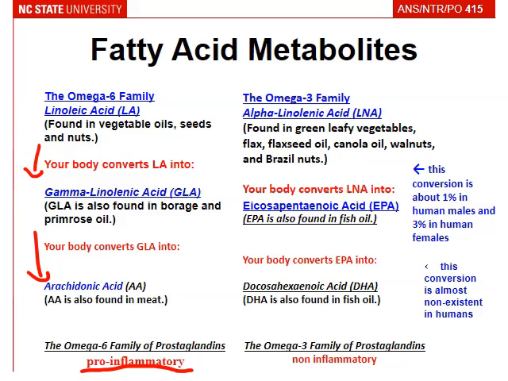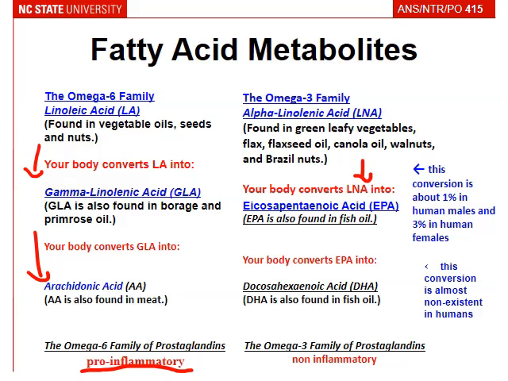And then you have omega-3 alpha-linolenic acid, which is found in your green leafy vegetables, flax, flaxseed, canola, and walnuts. It is converted to EPA. Now, this conversion rate is really low. It's only about 1% in males and 3% in females, and this ranges greatly depending on the individual, and we'll talk about that in a little bit.